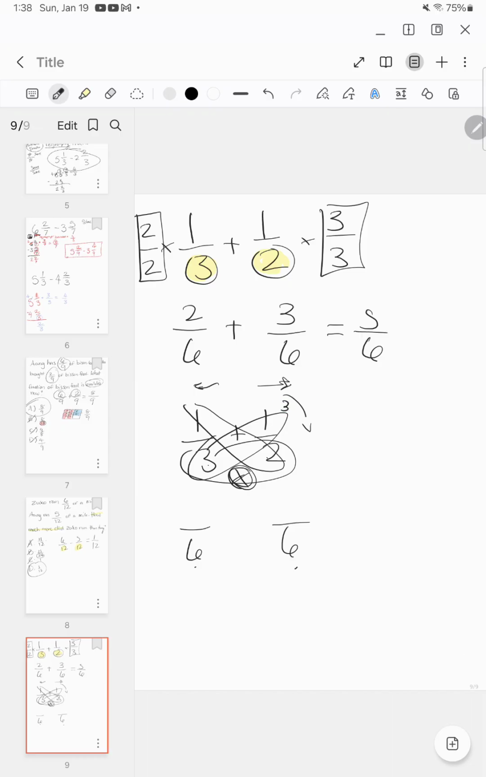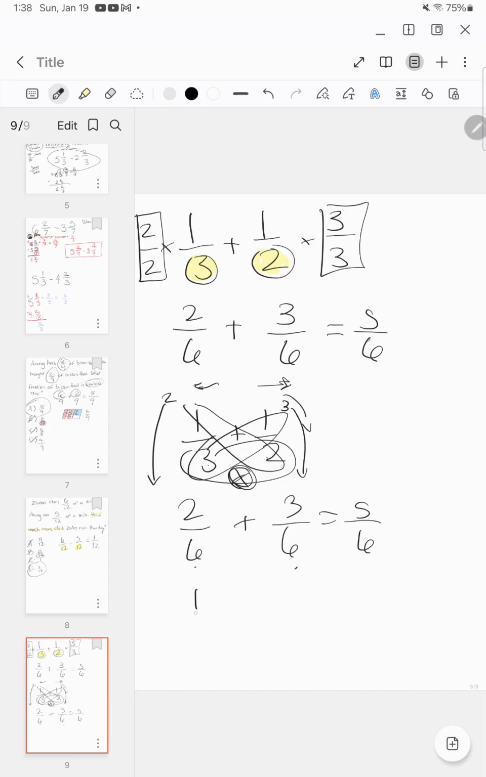1 times 3 is 3. 1 times 2 is 2. And we just drag the denominator down. See how we had to make it have the same denominator? We have to turn these unlike fractions into like fractions.